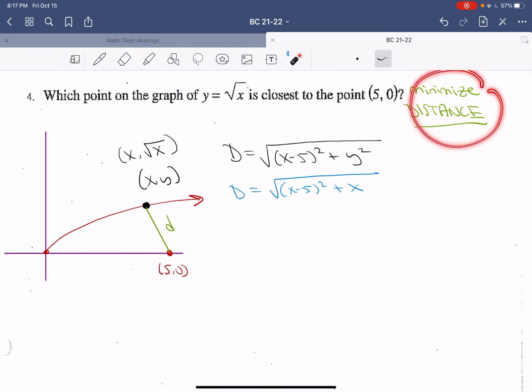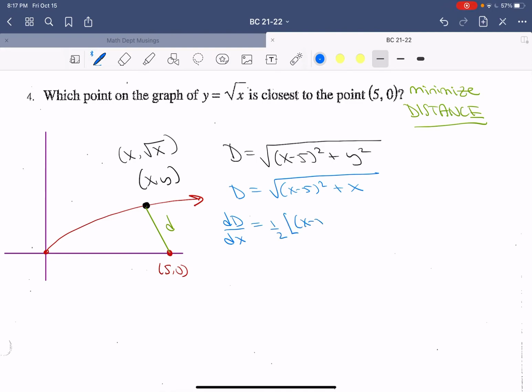I'm going to minimize distance. And so now I'm going to take the derivative. I'll take d prime, or I'll do dd by dx. And you have to be careful here. All that work that we did on making sure we have all our derivative rules correct, this is why.